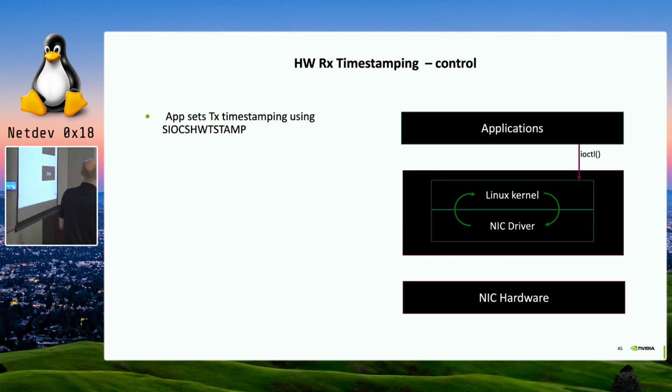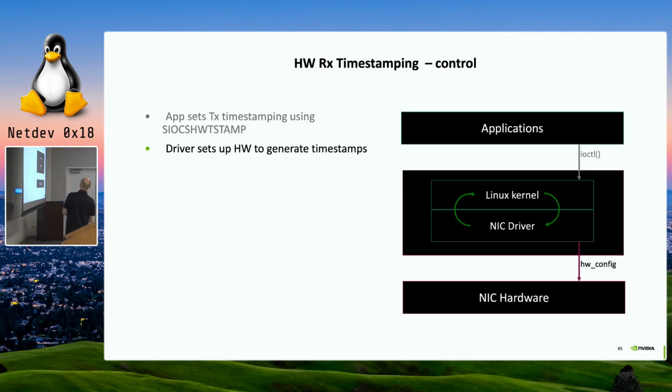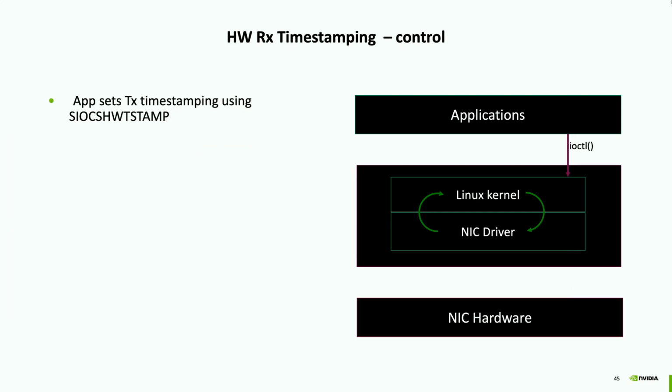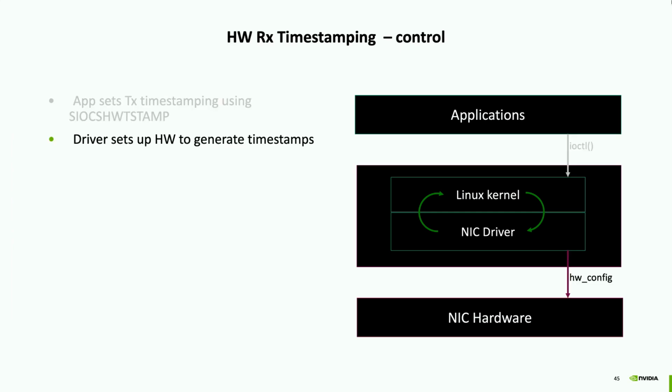Okay, so we still have receive timestamping left, unless there are other questions. Okay, we can take that. Receive is pretty simple, because the application needs to set the RX timestamping, obviously, using the same set hardware timestamp IOCTL. Then the driver will set up the hardware to generate timestamps as the packets come along. But this includes those hardware filters that may generate timestamps only for some packets, not for all.